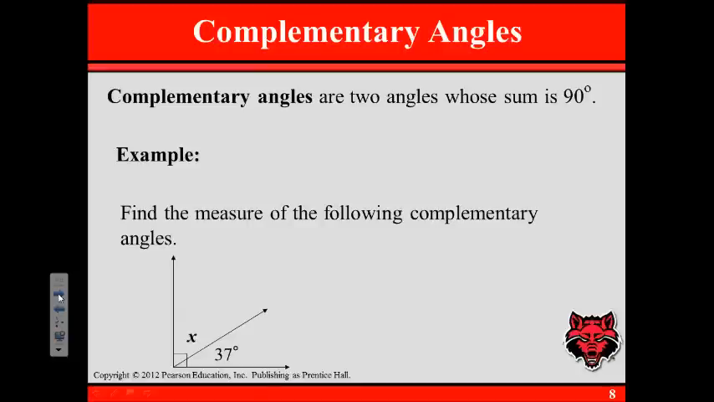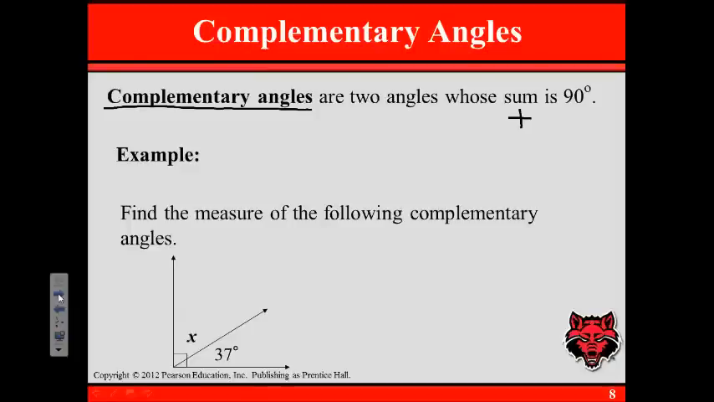We have one more definition that will be necessary to work this next example, as well as other examples in later modules. Complementary angles. You may have seen this term before. But complementary angles are two angles whose sum, meaning plus, is 90 degrees. So in this example, we want to find the measure of the following complementary angles.